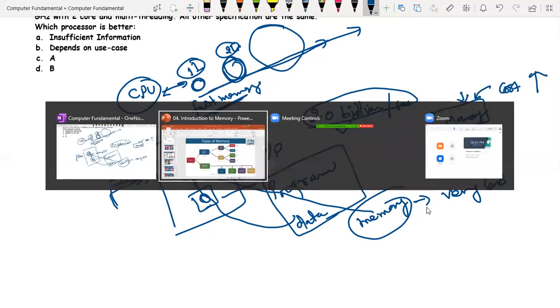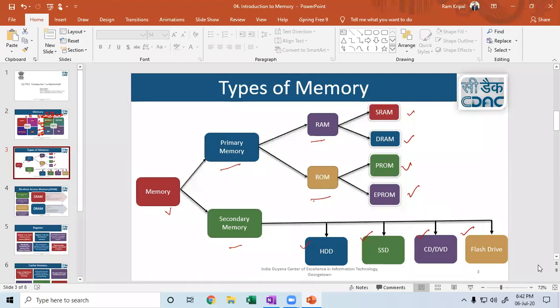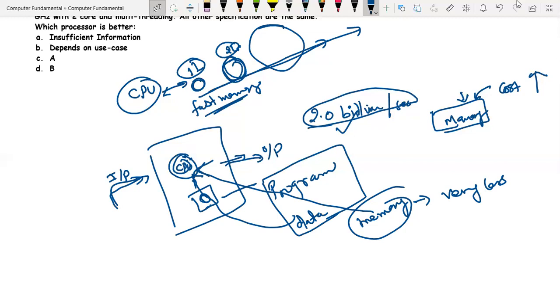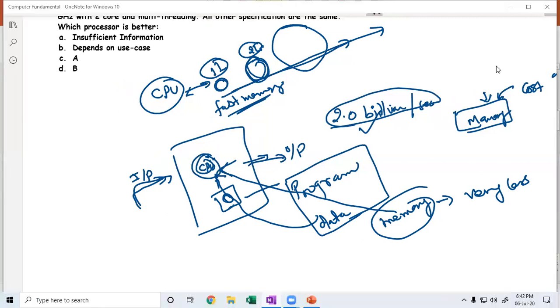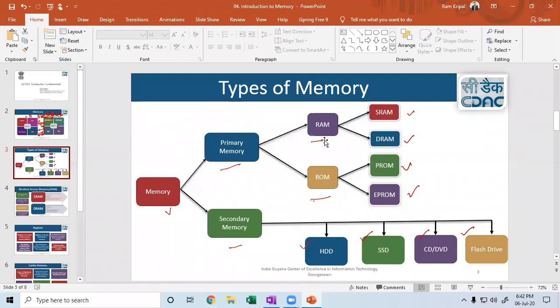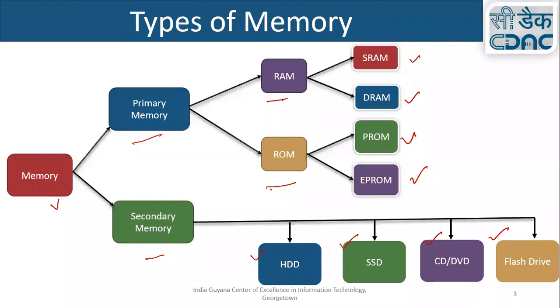So that's the concept, the reason why we need this many types of memory. Otherwise, if someday comes when you can construct a memory that matches the speed of the CPU and the cost is also low, then you don't need this much memory. So primary memory is the faster one, secondary memory is the slower one. That's one level.